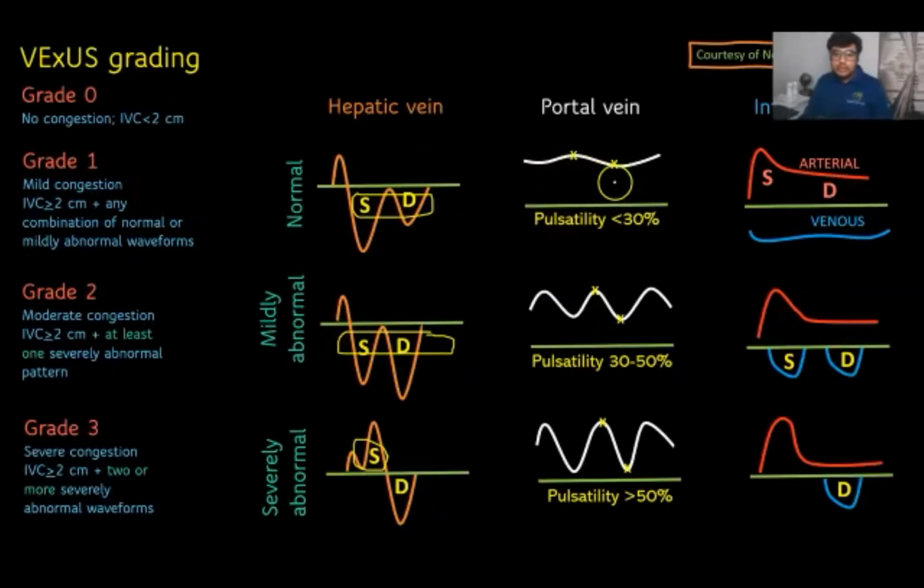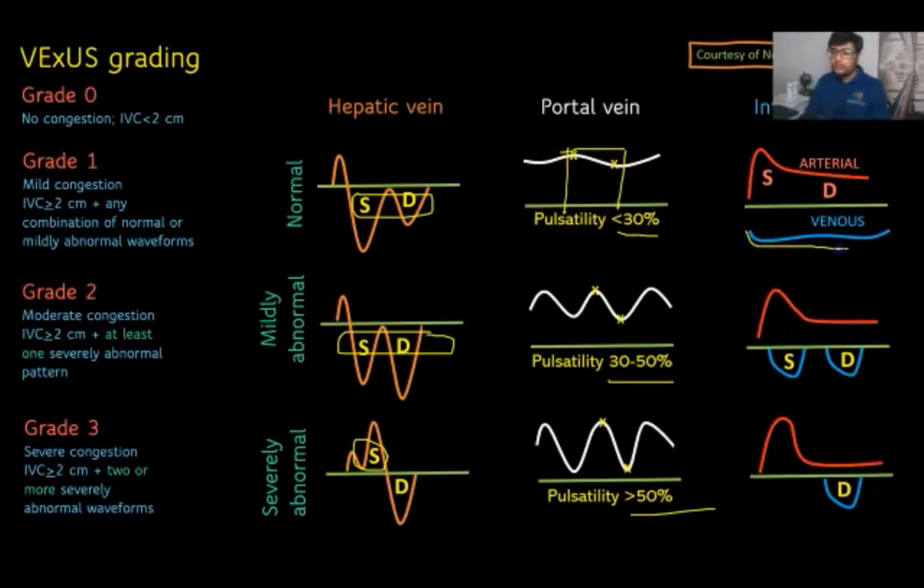Portal vein less than 30% pulsatility is normal. So it's usually more or less continuous. But in the same cardiac cycle, if you go to the highest point and lowest point and see by how much the velocity is differing, that gives you the pulsatility fraction or percentage change in the pulsatility. So normal pulsatility is less than 30%. 30 to 50% is mildly abnormal, and more than 50% pulsatility with or without flow reversal is severely abnormal.